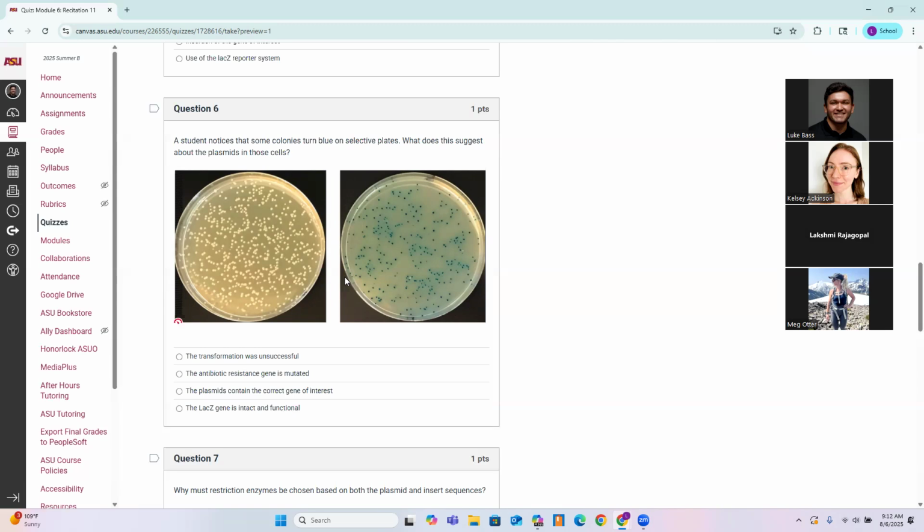So when you have the blue colonies, that means the lacZ gene was present, but the plasmid didn't take the insert, right? They took the non-recombinant ones, but they were able to produce the lacZ gene. Correct. The blue colonies have the intact lacZ gene, which means the gene of interest isn't there, it wasn't inserted into the plasmid, but the bacteria still took up DNA.